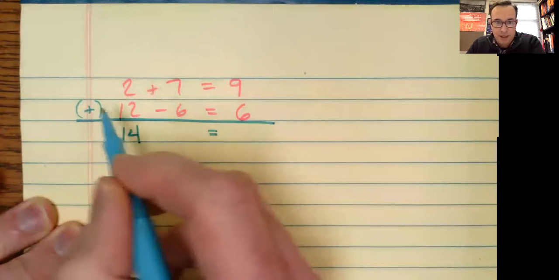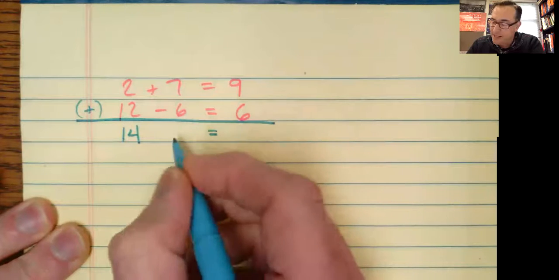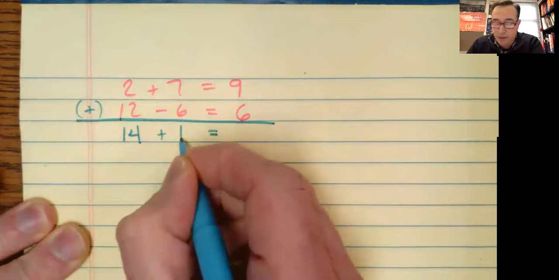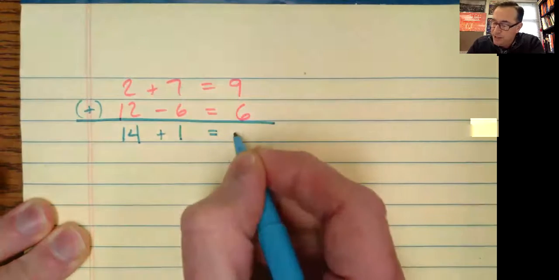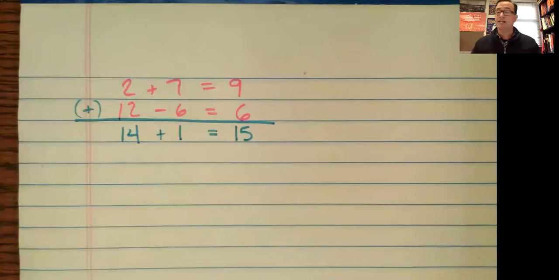Positive 7 plus negative 6. Well, those will work with each other like they're subtracting. So the 7 minus 6 will give you a positive 1. And then 9 plus 6 is going to give you 15. Now, 14 plus 1 clearly does equal 15. Should work just fine.